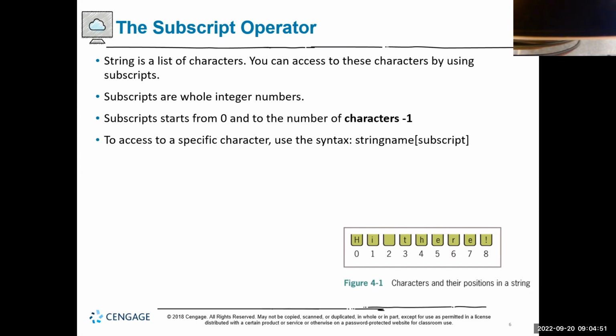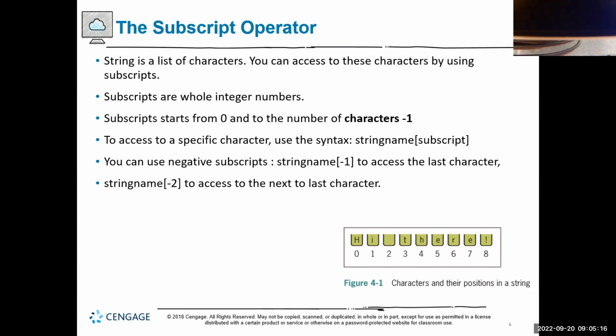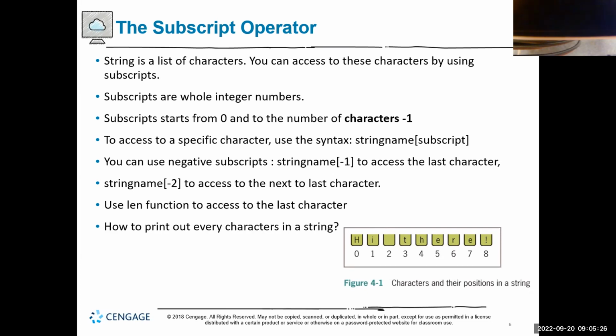To access a specific character, the syntax is the string name, then brackets, and you put the subscript in. We can also use a negative subscript, which is also very useful. If you want to access the last character, you use the string name and -1. If you want to access the second to last, you use -2, and so on. You can also use the length function to access the last character.